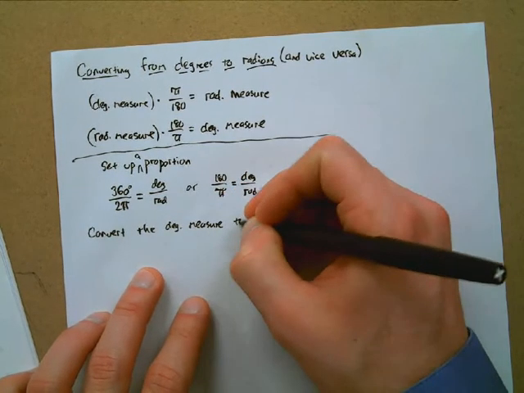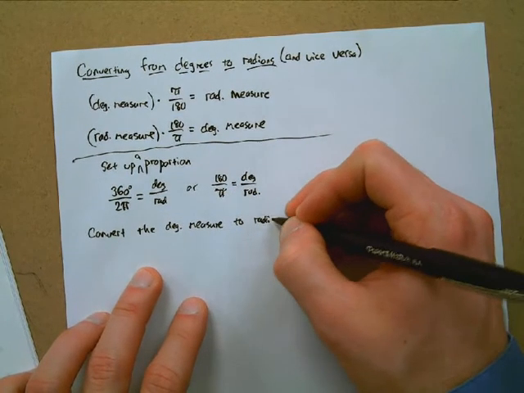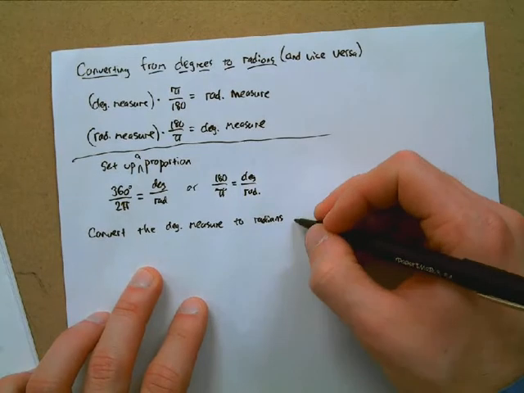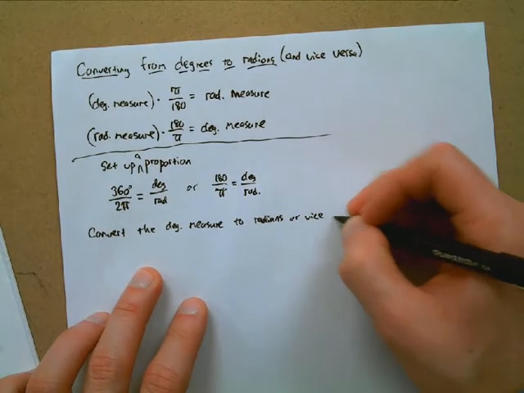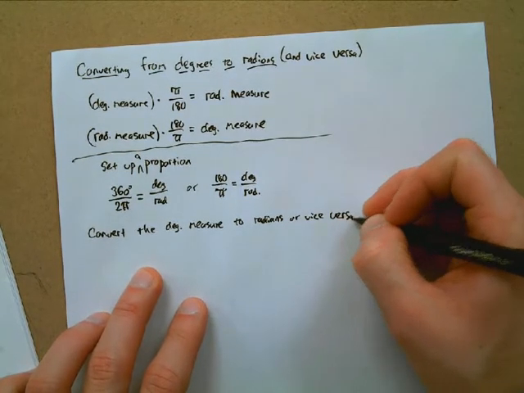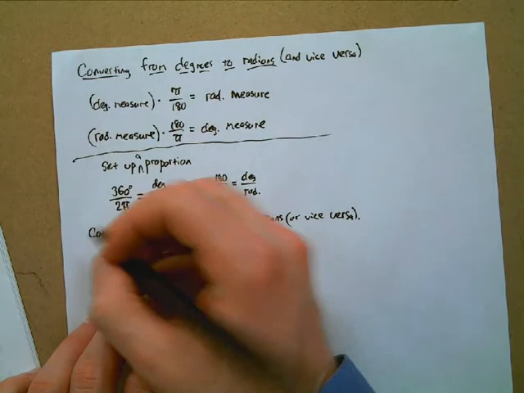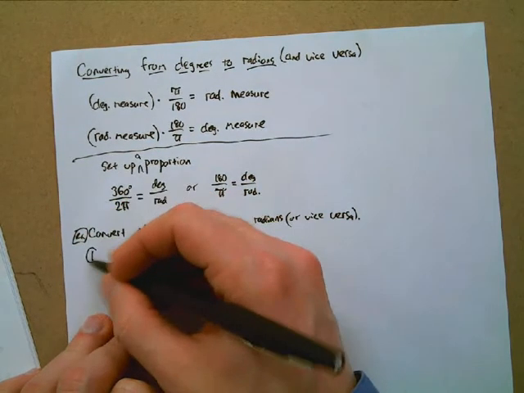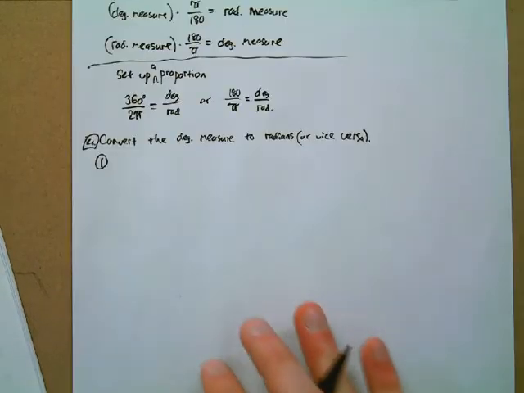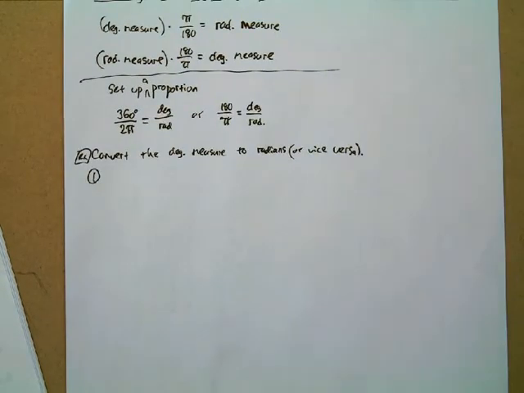You could use this first formula. We have 150 degrees, and we want to convert it to radians, so we'll multiply by pi over 180. So we could do it this way: 150 times pi over 180. Okay, so that's the first method there.